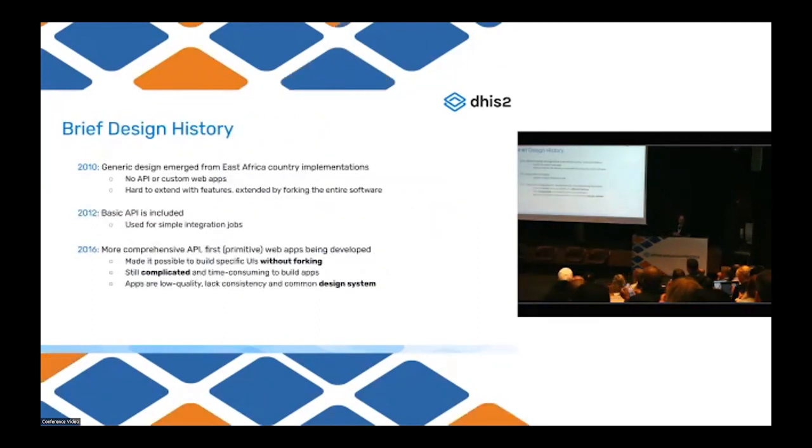Super quick history of the design. Back in 2010, we started to have this generic thinking, but there was no API. There were no custom apps, no app platform. The only way to get the data out was to download to Excel and do whatever you wanted with it from there, which made it very hard to extend with features and hard to integrate and extend for local customization. So the only way to do this was to basically fork the entire thing. You took the entire software, made a copy of it, and made some changes. And even in India, I remember that they had almost like one DHIS2 for every state, which, needless to say, got very hard to maintain.